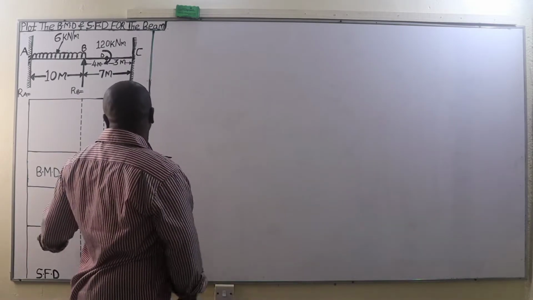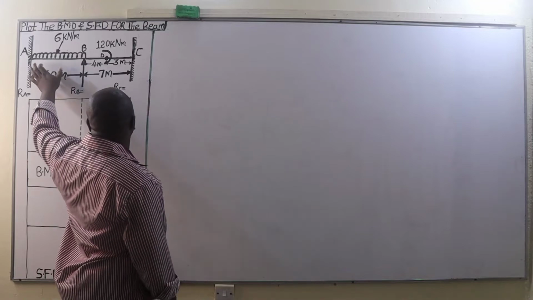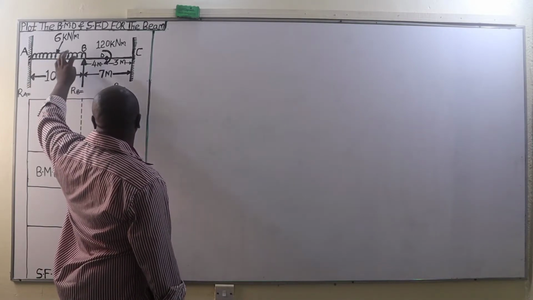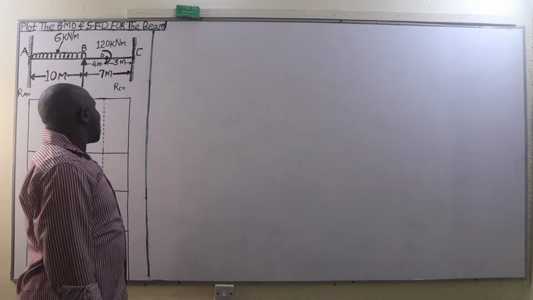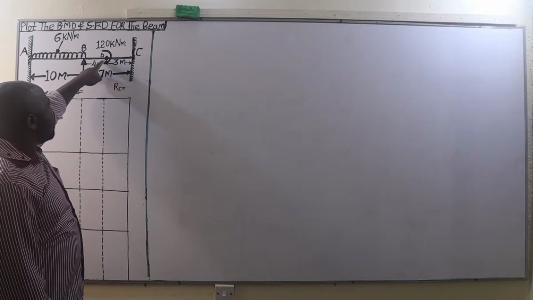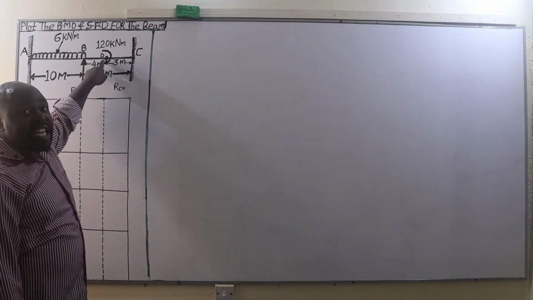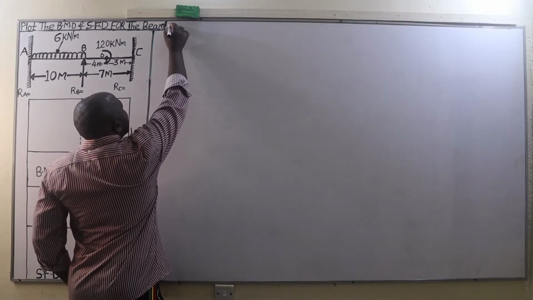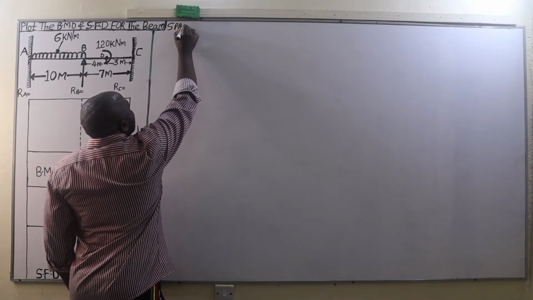B to C. Now, we are going to begin with calculating the maximum bending moment between the span A to B, and on the span BC, we are going to determine the bending moment at the point D. Therefore, we are going to begin with the span A to B.